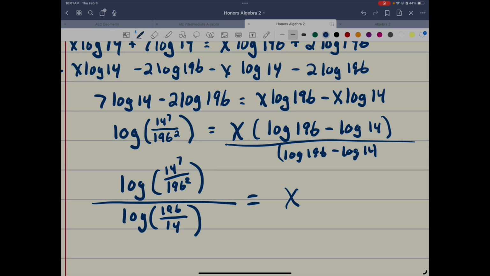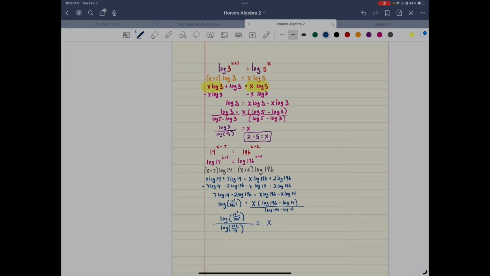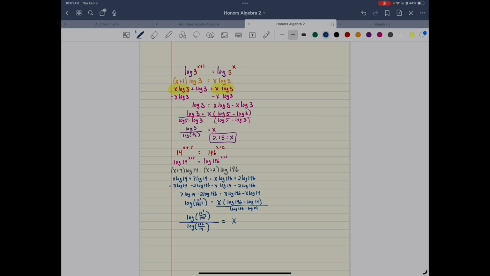And it made sense from the beginning, right? We said that this is just 2x plus 4, and this is x plus 7, so it worked out both ways. Okay?